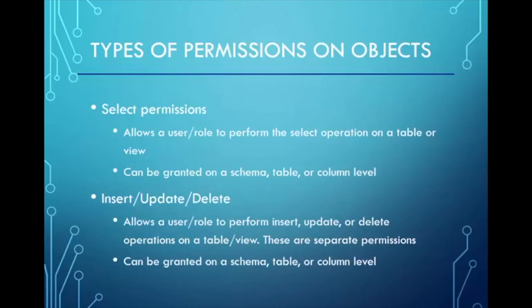The types of permissions we can grant on objects are select permissions. That allows someone to run a select statement. Select can be granted at the schema level. In our database, you may have seen all of the tables start with DBO dot. DBO is the schema. It's like a logical grouping of tables in the database.